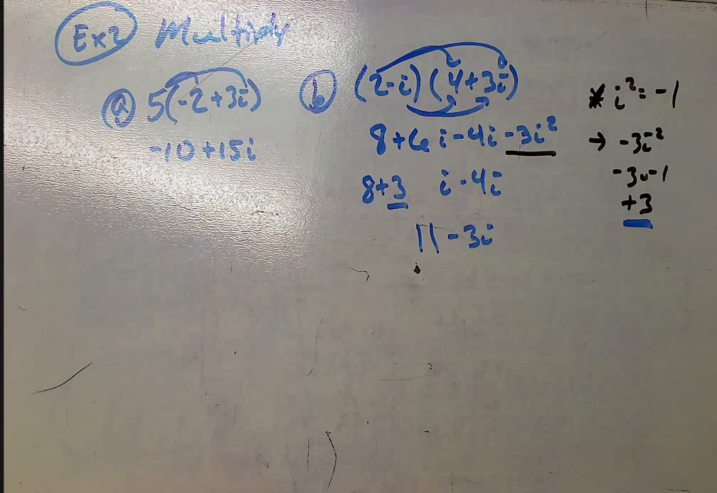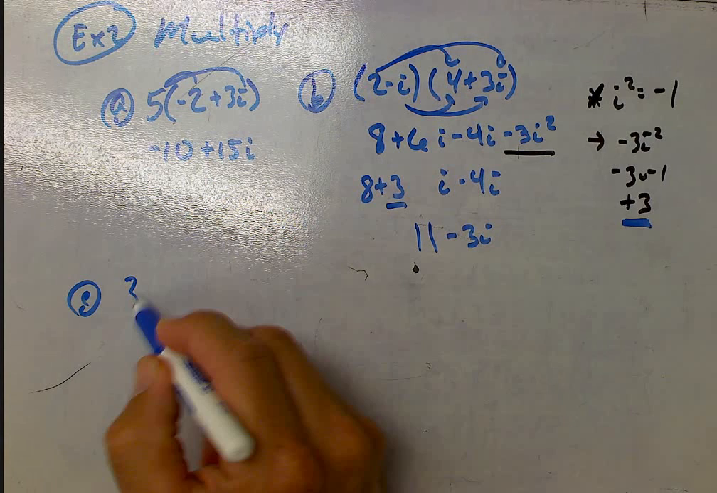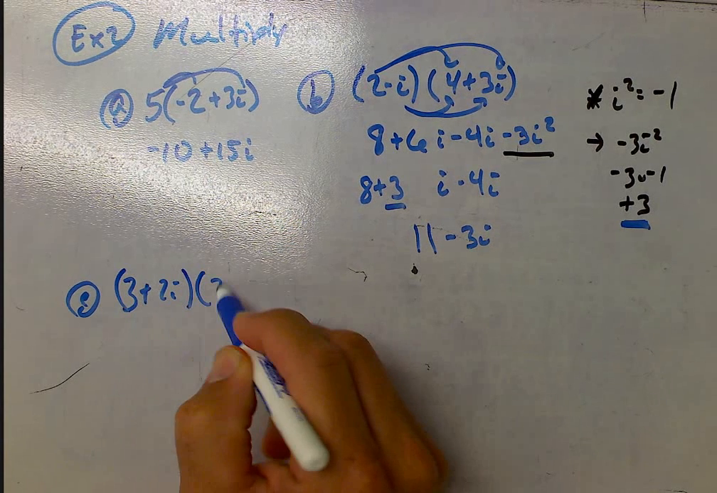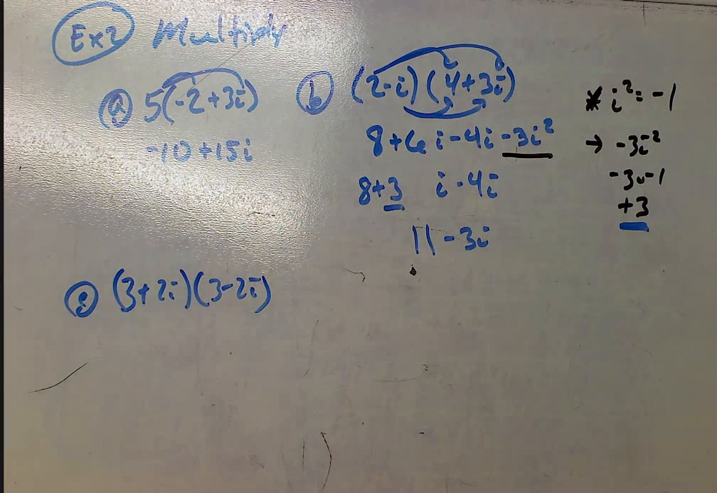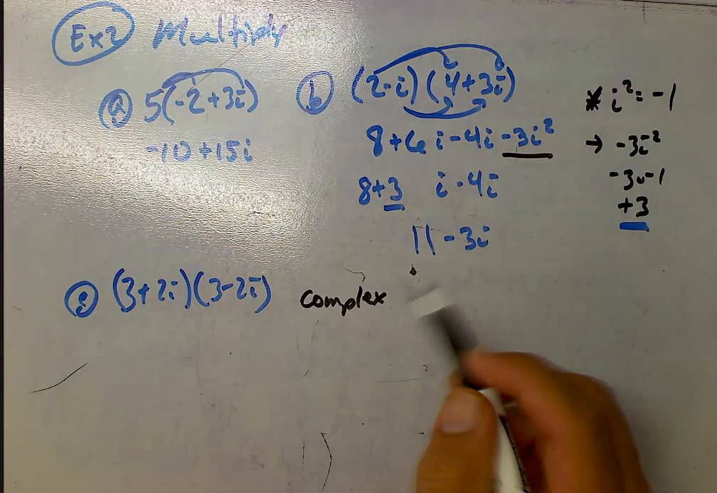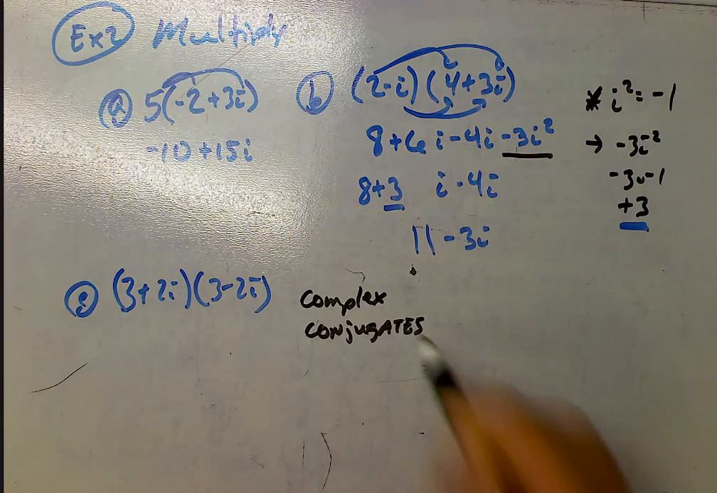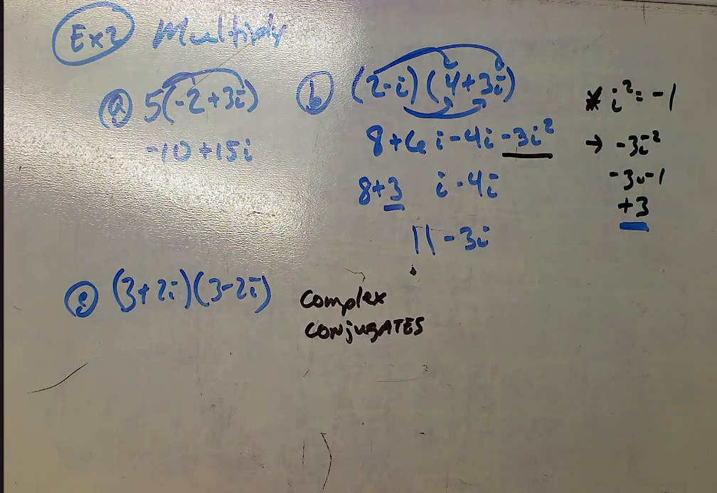Okay? The next part, part C, again, two complex numbers. If you recall from Algebra 2, when I have 3 plus 2i and 3 minus 2i, these are known as complex conjugates. And what was special about complex conjugates is that when I multiply those two together, the imaginary part drops out and you're left with only a real number. So let's see how that works.